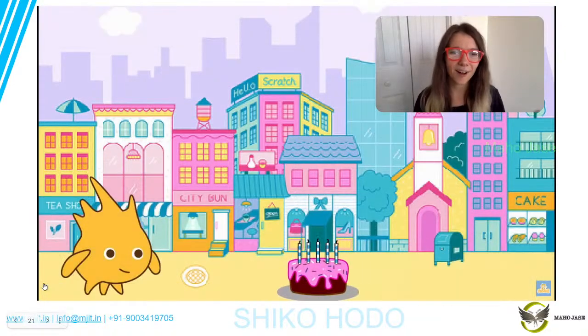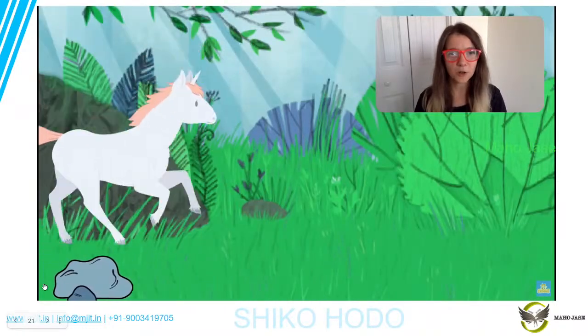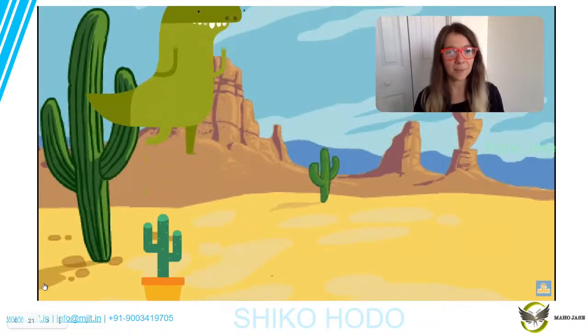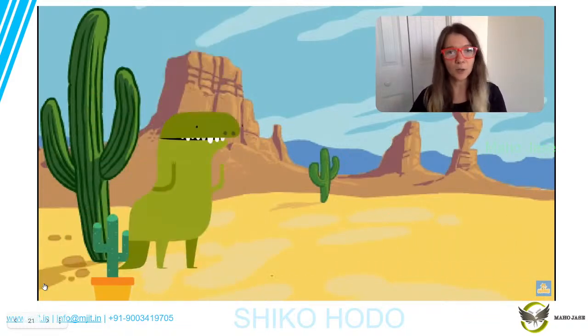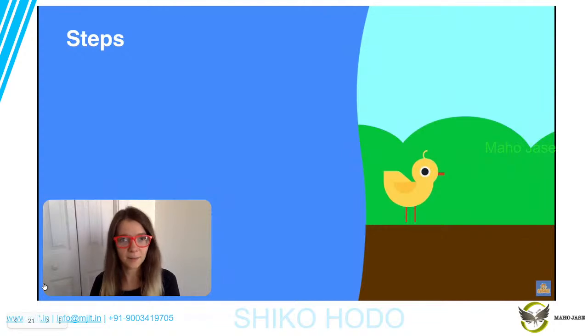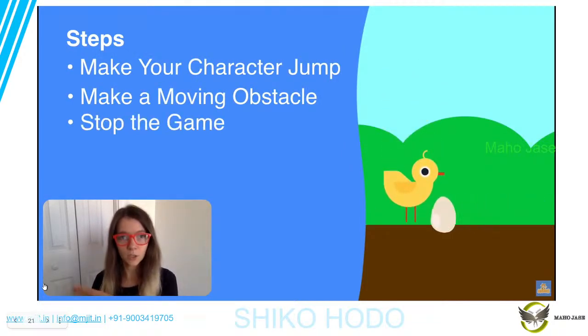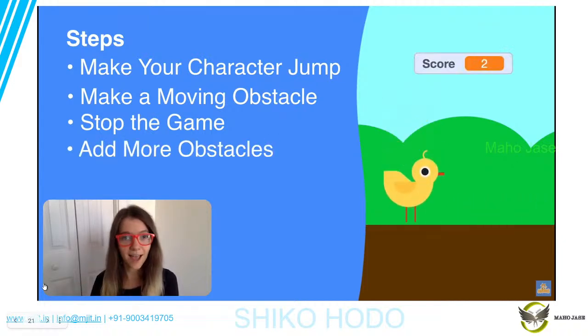Zoe from the Scratch team, also known as Zinnia. Today I wanted to show you how to make a jumping game in Scratch. By the end of this tutorial, you'll be able to make a game like this one, where you can have a character jumping over moving obstacles. We'll do this in 5 steps. Make your character jump, make a moving obstacle, stop the game, add more obstacles, and keep score.